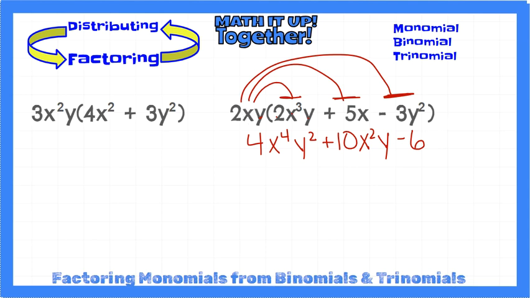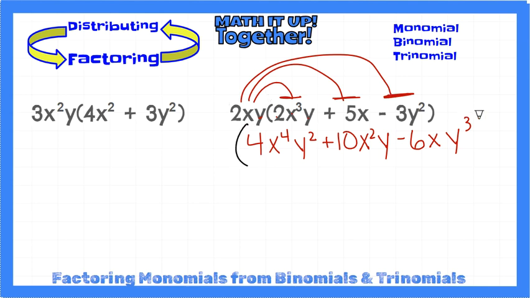2 times a negative 3 is going to give me a negative 6. I have the 1x here. I have a y here and 2 more here. That's y to the 3rd. All right, so we have distributed. Now we're going to do the reverse process. We already know what our answer should be here, but let's go ahead and try it.